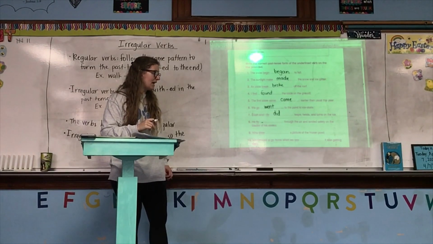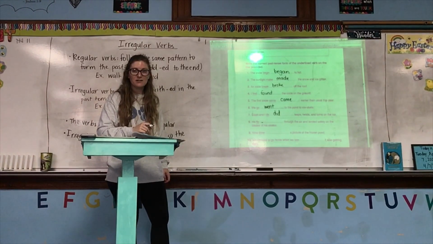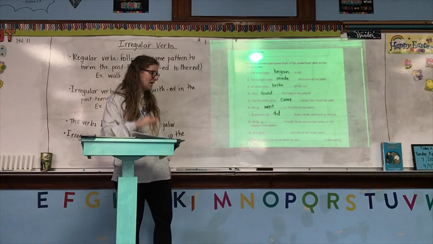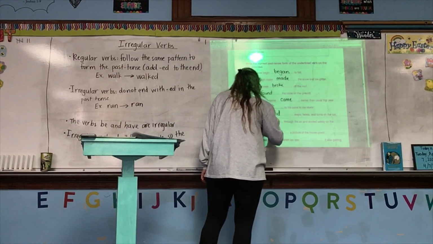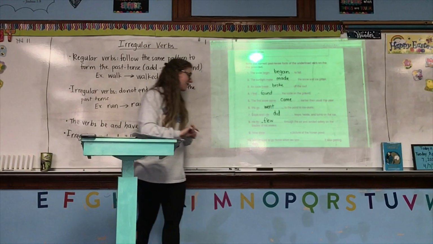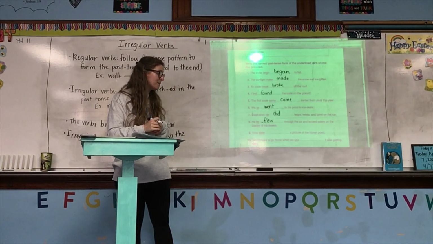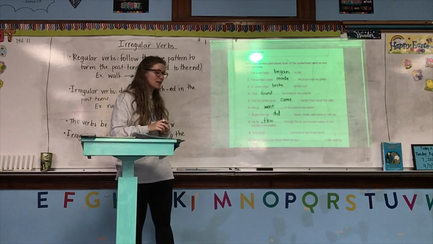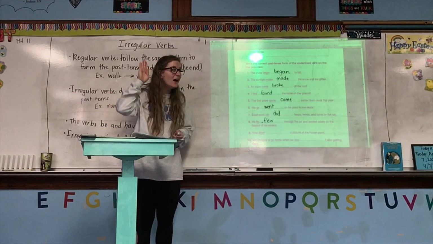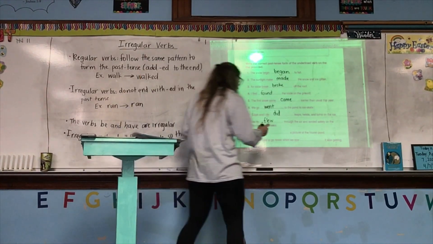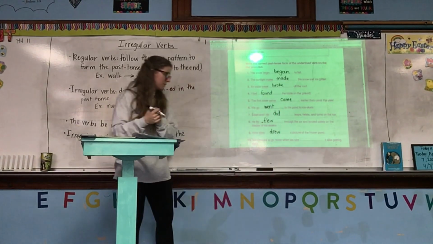Number 8, he blank through the air and landed safely on the blades of his skates. He didn't fly through the air. He flew through the air and landed safely on the blades of his skates. Number 9, Nina blank a picture of the frozen pond. Nina didn't draw a picture of the frozen pond. Nina drew a picture of the frozen pond.